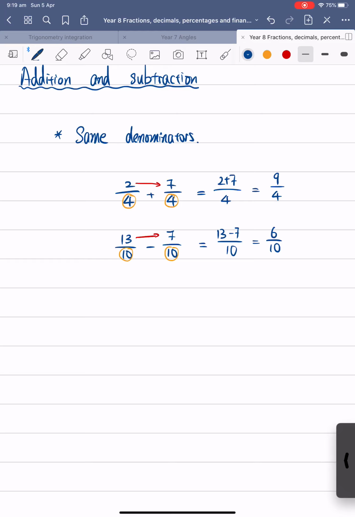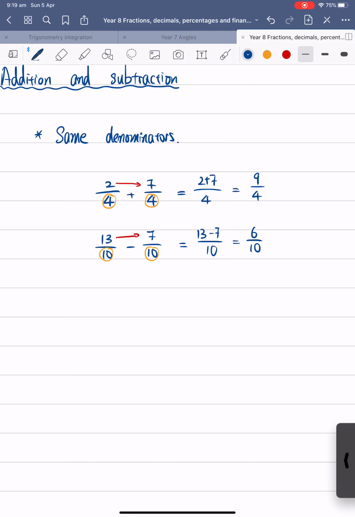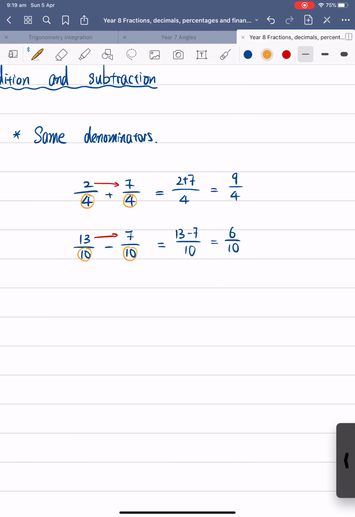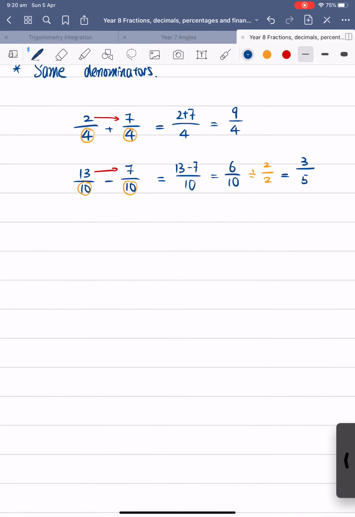Alright, now 6 over 10, is this the final answer? You do need to change and simplify your answers, right? When we're talking about mathematics, your answer must be in the simplest form. So therefore, we need to find the highest common factor. And this time, I can divide both the top and the bottom by 2. So the highest common factor is actually equal to 2. So the final answer becomes 3 over 5. All right, so this is really simple if the denominators are equal to each other. All right. Now, what happens if the denominators are different?